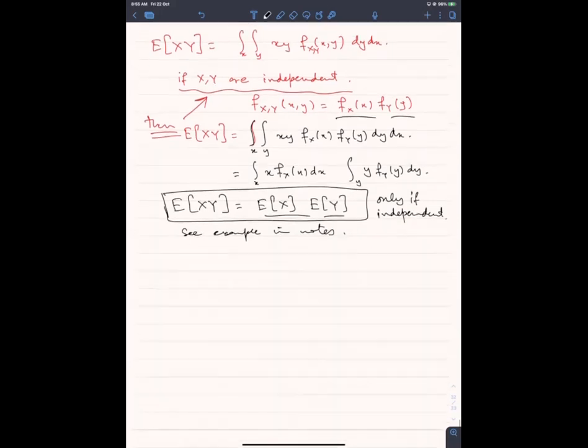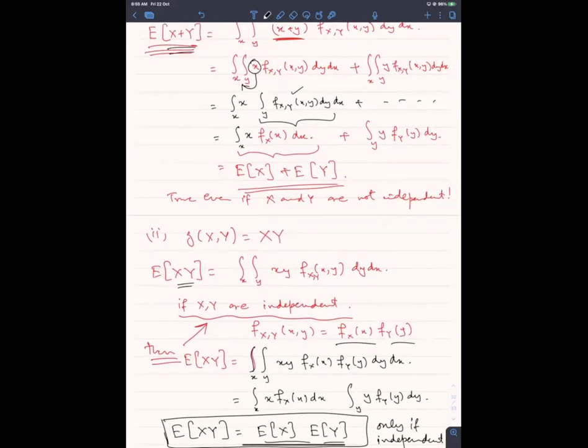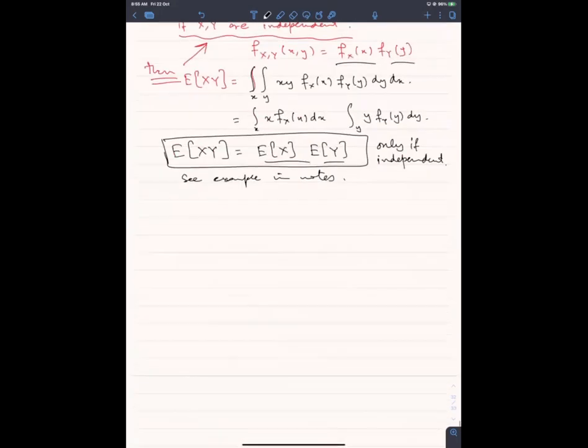So now we know how to handle the expected value of sums of random variables and of products of random variables. Using these tools, I am going to try quantifying the dependence between random variables. What that means is, we have been talking about whether two random variables x and y are independent or not independent.